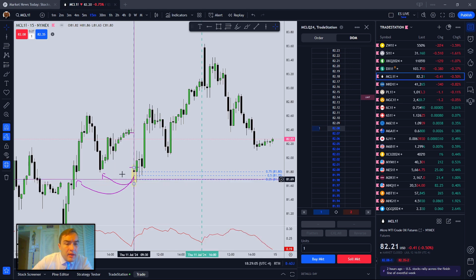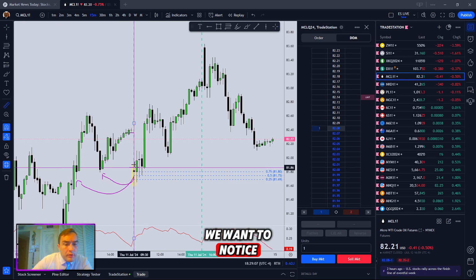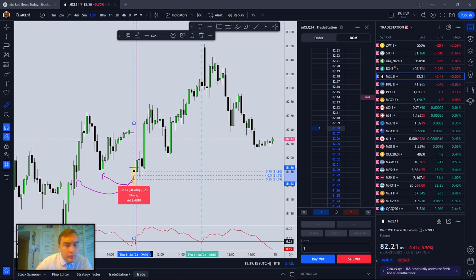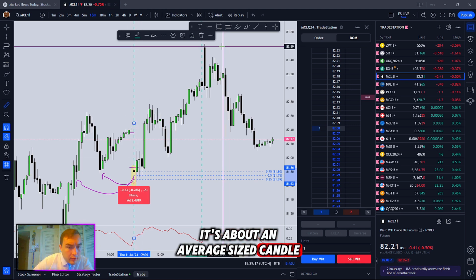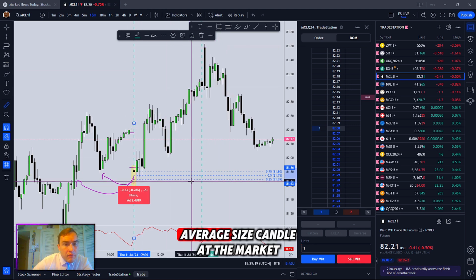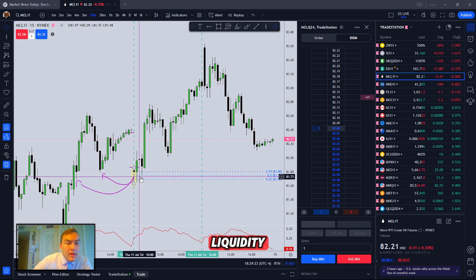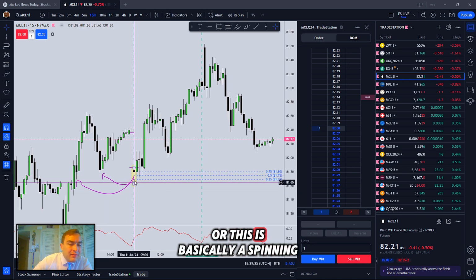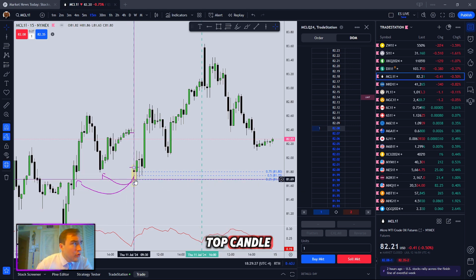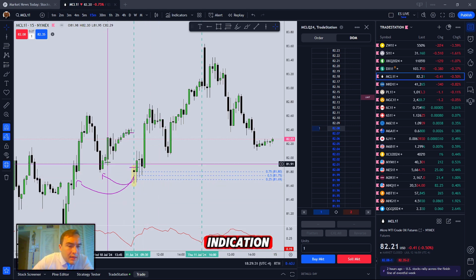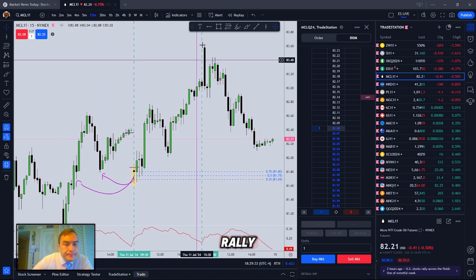And notice, guys, what else do we want to notice? That candle is 23 ticks large, or 23 cents. The average true range at that point was about 24 cents, so it was about an average-sized candle. Average-sized candle at the market open that just ran on sell-side liquidity. And look at that long wick. This is basically a spinning top candle, but it closed in the upper half of that candle, which is going to give you an indication that the market is probably going to rally.